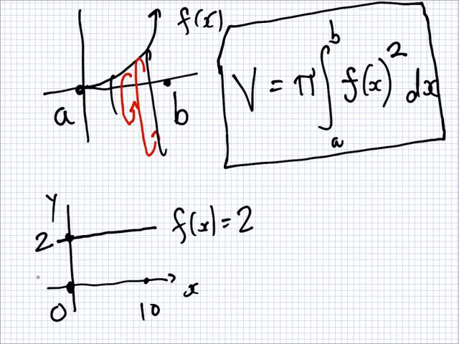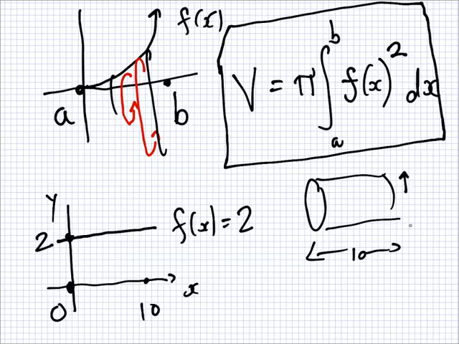If I rotate this, what shape do I make? I make a cylinder. What's the height of the cylinder? 10. And the radius of the cylinder? 2. Yeah, be careful because it's 2 and 2. So what would be the volume here? It's pi r squared h. So it would be 400 pi.